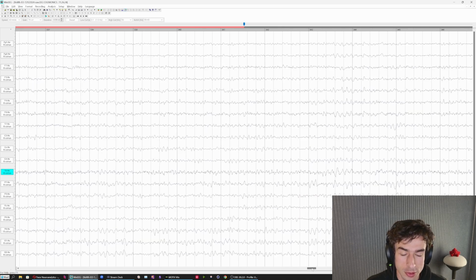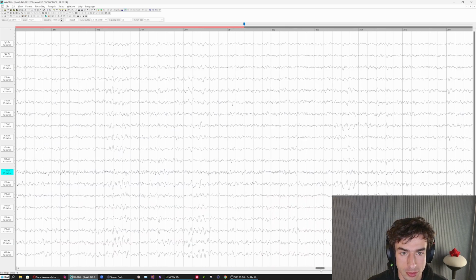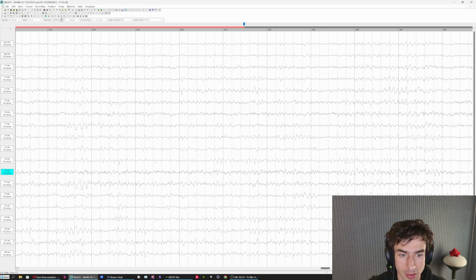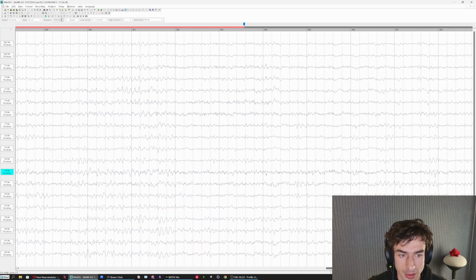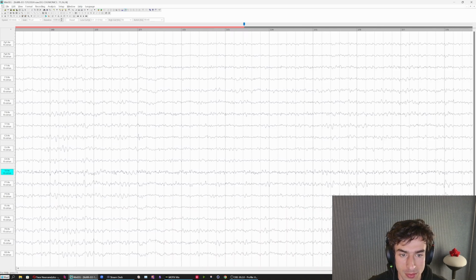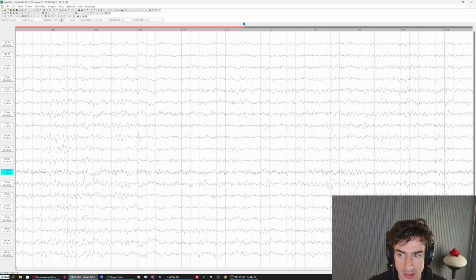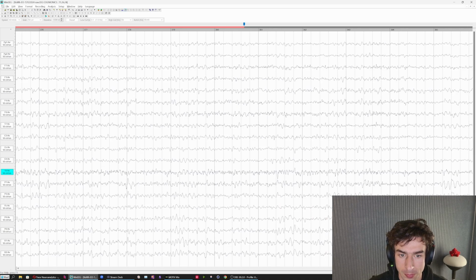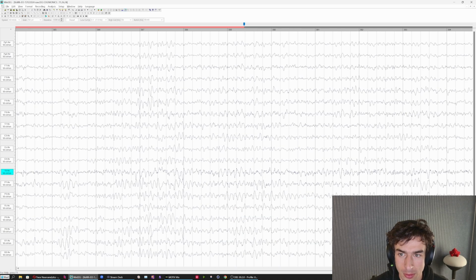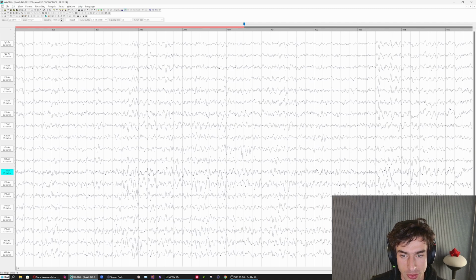And overall, there's also plenty of beta activity in this record. Right, we got rid of the muscle, but riding on top of the alpha, there is plenty of faster activity. So there's no question that there's plenty of processing and activation happening here.